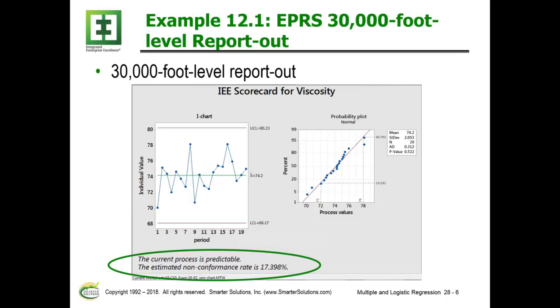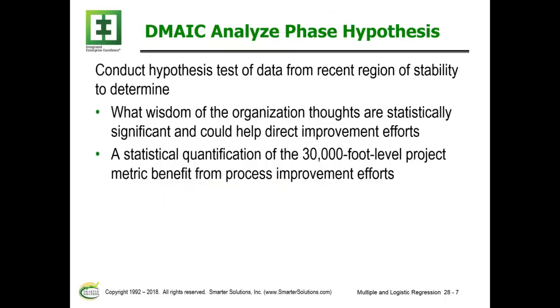So we want to start with a 30,000 foot level chart. We're not going to do anything if the 30,000 foot level chart is giving a prediction that's satisfactory, but if it's not, then that metric pulls for the project creation. We want to then build hypotheses using the data from the recent region of stability, which could be 3 days, 3 months, or 3 years. Wisdom of the organization thoughts can help us with directions, what we might do for various hypotheses that we want to look at. We can also do a statistical quantification of the benefit from an actual improvement project using these techniques.